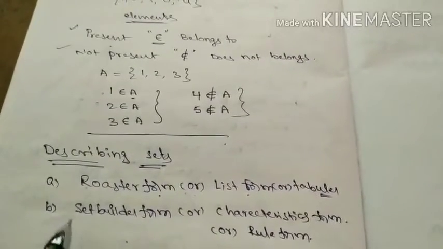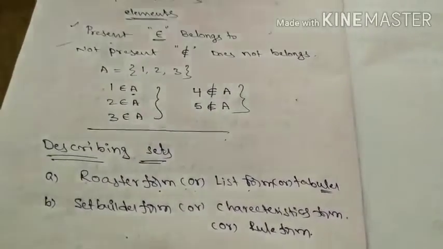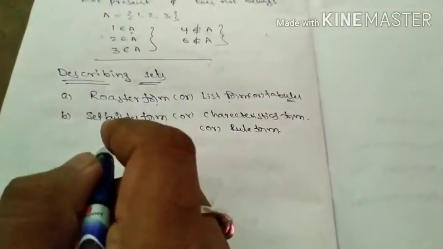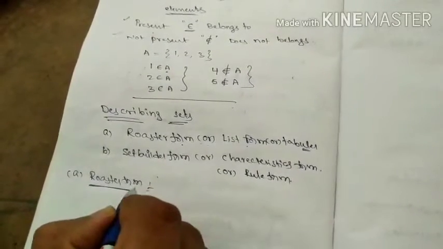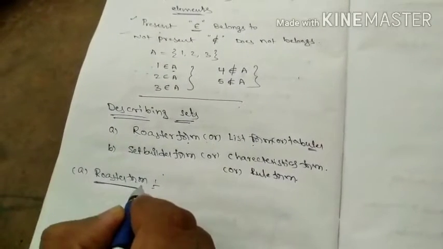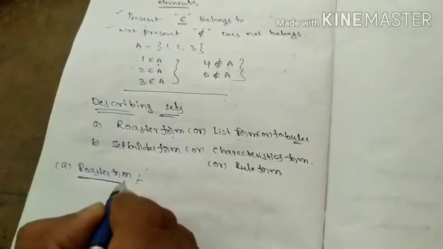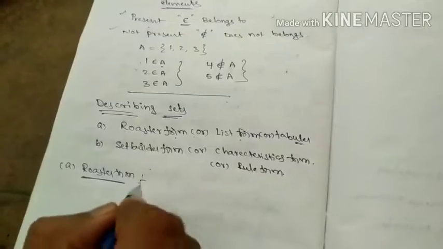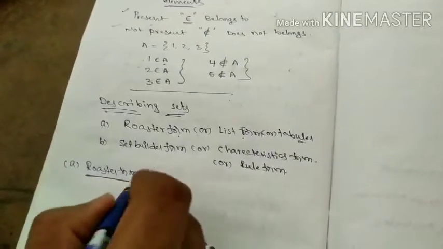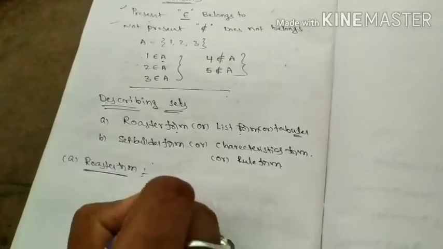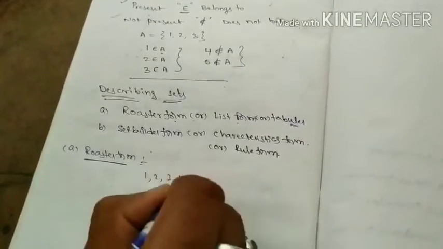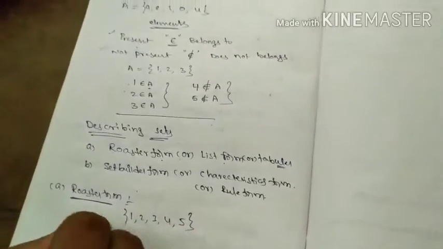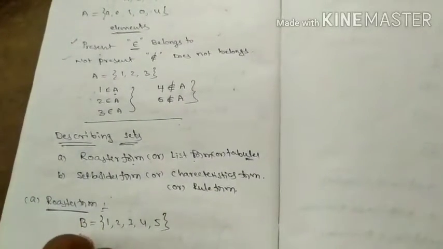Okay, description of sets. How to represent roster form? In this method, all the elements of the set are listed. The elements are separated by commas and enclosed in curly brackets. Roster form means a list of the elements. For example, 1, 2, 3, 4, 5. These elements are separated by commas and kept in curly brackets. That is denoted by, suppose, B is the set.